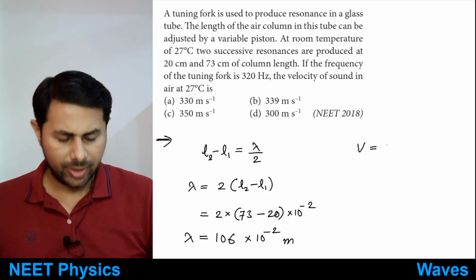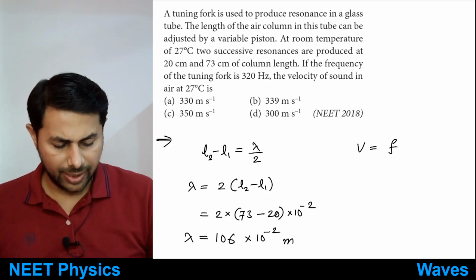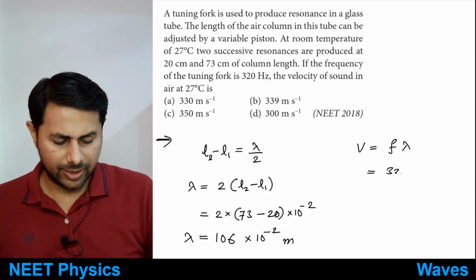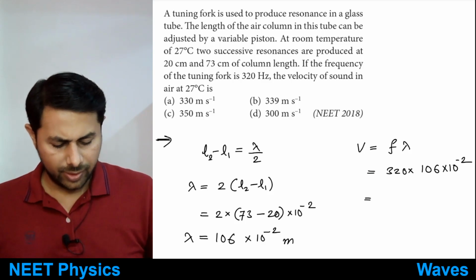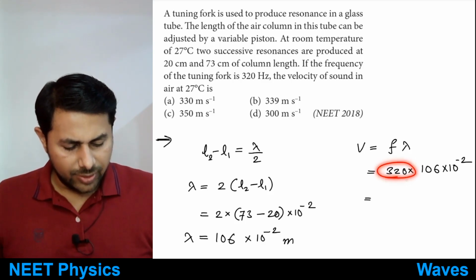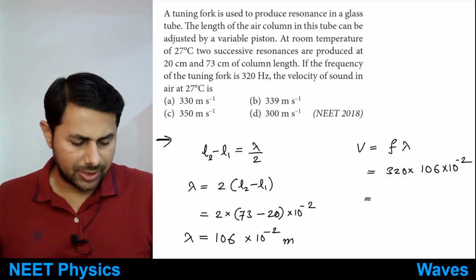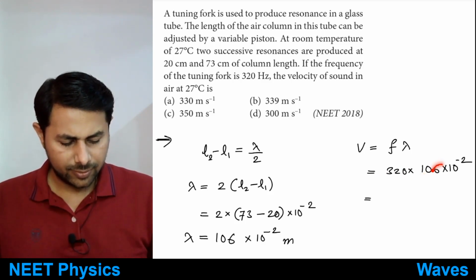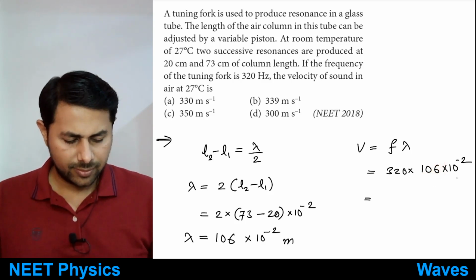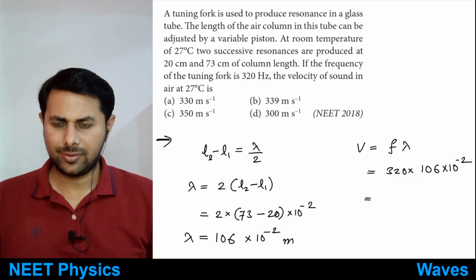That's the wavelength. And then what is speed? Speed is just frequency times wavelength. So frequency of the tuning fork is 320, so f times lambda, and f is 320, so 320 multiplied by 106 into 10 raised to minus 2, so that would be equal to little greater than 320, you can say 320 times 1.06. Tell me what's the answer? Is it 330? Yes.